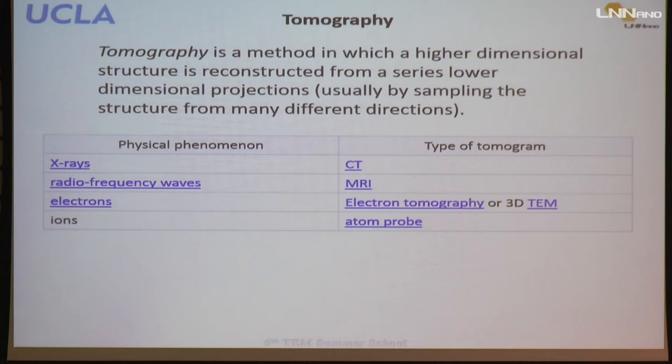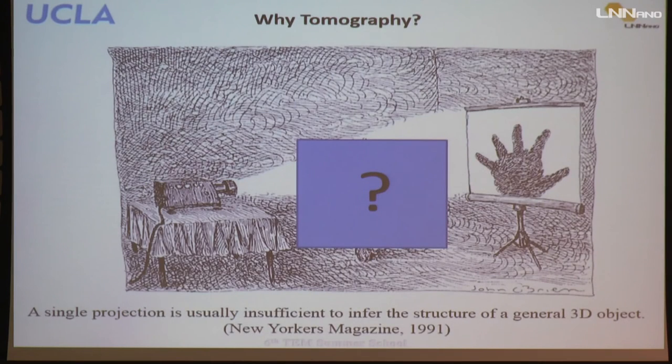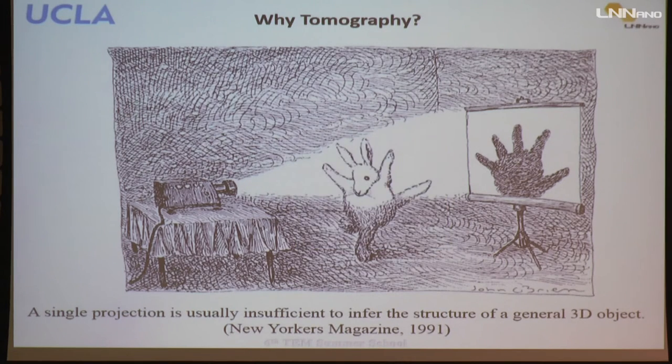So why do we care about tomography? This is a very famous picture. Probably some of you know the answer. People usually show this to explain why 3D information is important. Here's some object, and we want to figure out what is in here. Somebody shines a light from here to project it on the screen. Can you guess what this object is? Yes, a hand, right? When I first looked at this, I thought the same thing. It looks like a hand, but in reality, it's a rabbit.